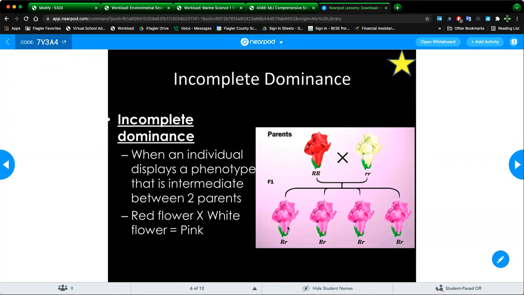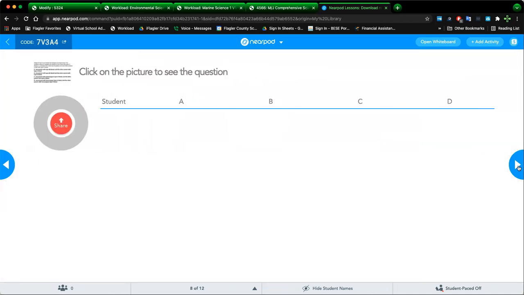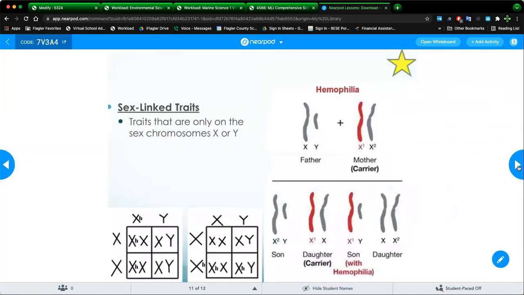So again, instead of being 100% red, it's going to be 100% pink. You can still end up with white flowers if it's two little r's, and you can still end up with red flowers if it's two big R's, but you also have that added phenotype of pink. I think that's it.